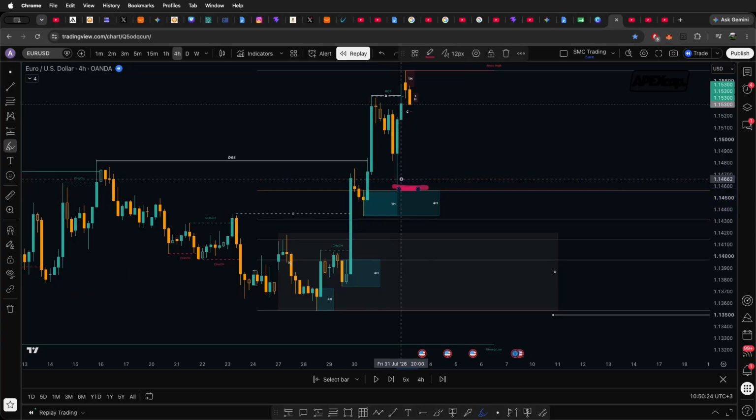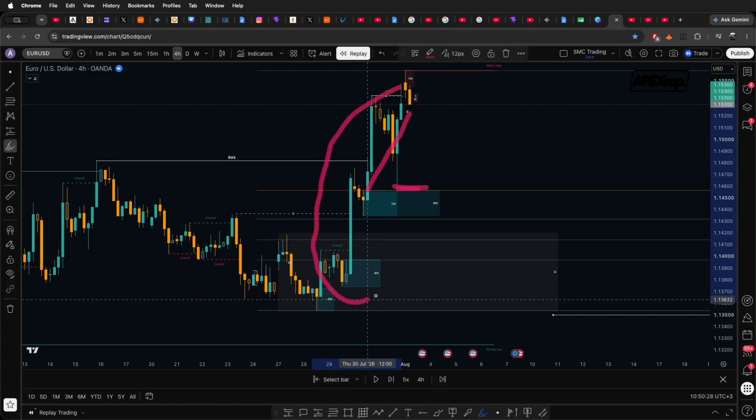This particular reaction is that particular candle that I want to consider as part of that leg, part of that push, this push to the upside.